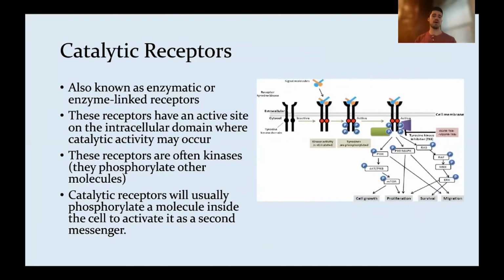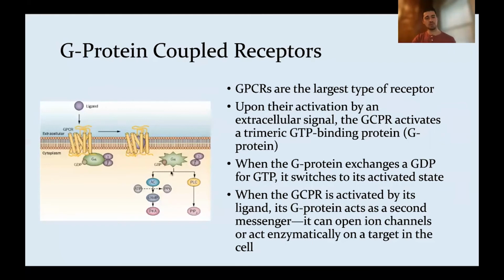Okay, so we also have a class of receptors called catalytic receptors. They're also known as enzymatic or enzyme-linked receptors. So these receptors have an active site on the intracellular domain where the catalytic activity may occur. So they're a little bit different than G protein coupled receptors, where if we go back and we look, this G protein coupled receptor, once it is activated, it allows this G protein to dissociate from the receptor, and they are now two different pieces. And that G protein is what travels throughout the cell and is the actual catalytic component of the GPCR.